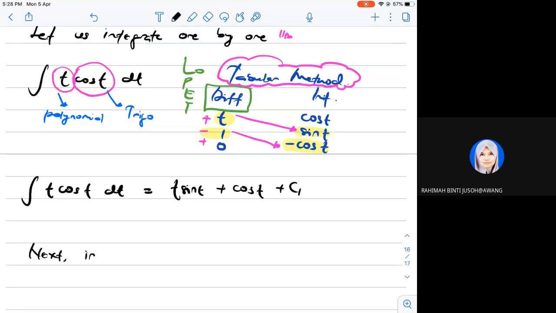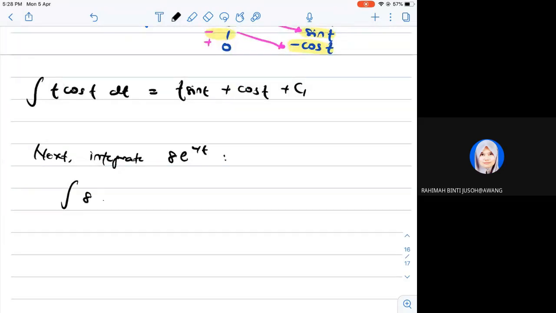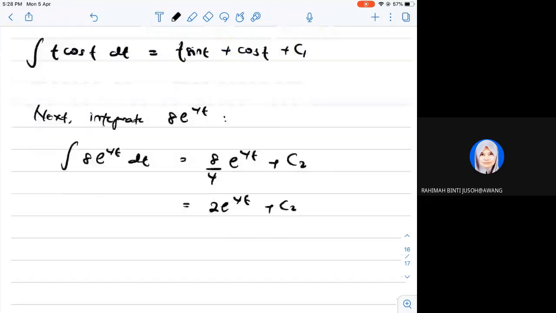Next, integrate, what was it? 8 exponent 4t. This is simple, you're all experts. Easy. 8 exponent 4t dt. So what do we get? 8 over 4, isn't it? Exponent 4t plus C2. So you will get 2 exponent 4t plus C2 like that.